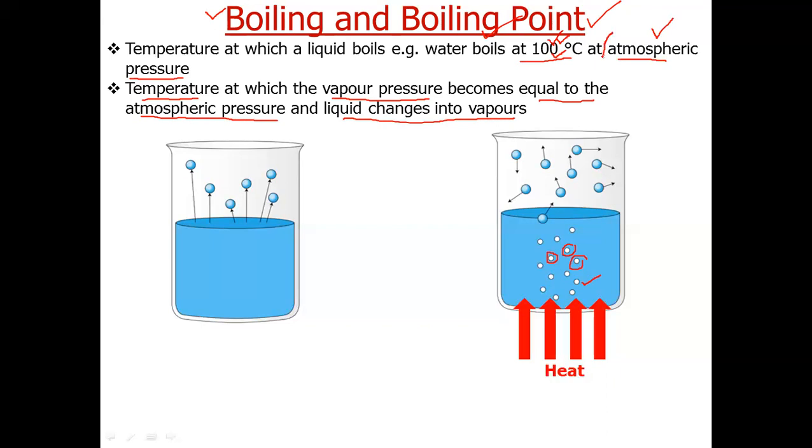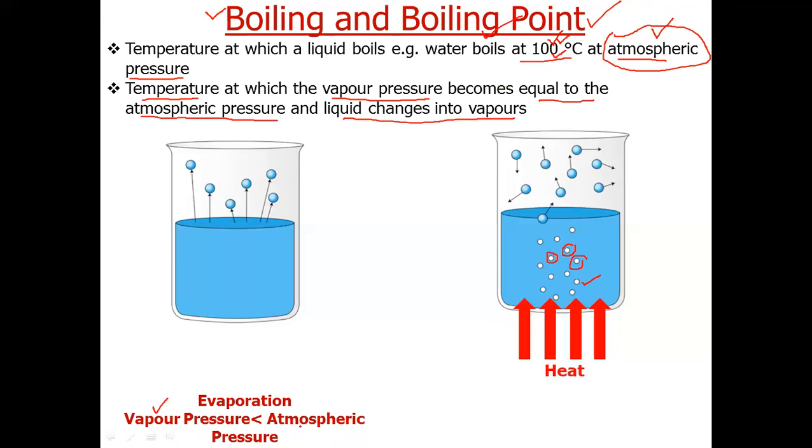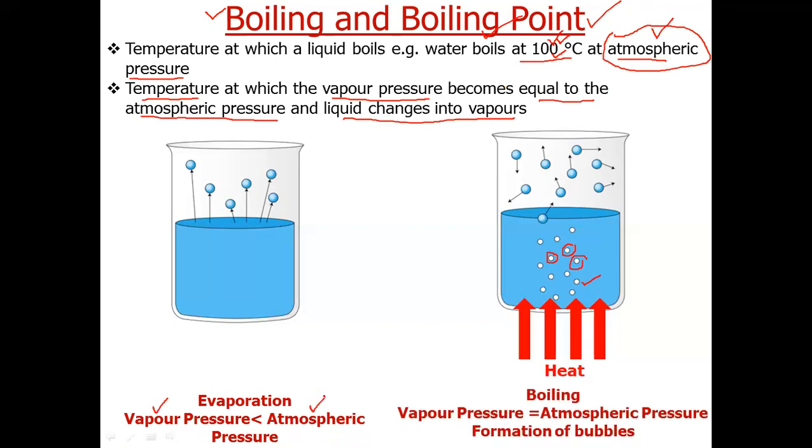We have to mention the pressure because the boiling point depends upon external pressure. If we decrease the external pressure, the boiling point will decrease, and if we increase the external pressure, the boiling point will increase. So when evaporation occurs, vapor pressure is less than atmospheric pressure. But when boiling starts, vapor pressure becomes equal to atmospheric pressure, and it is indicated by the formation of bubbles in the liquid.